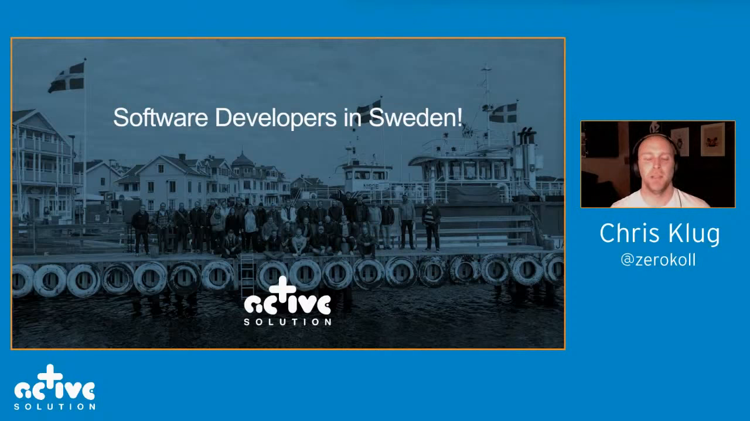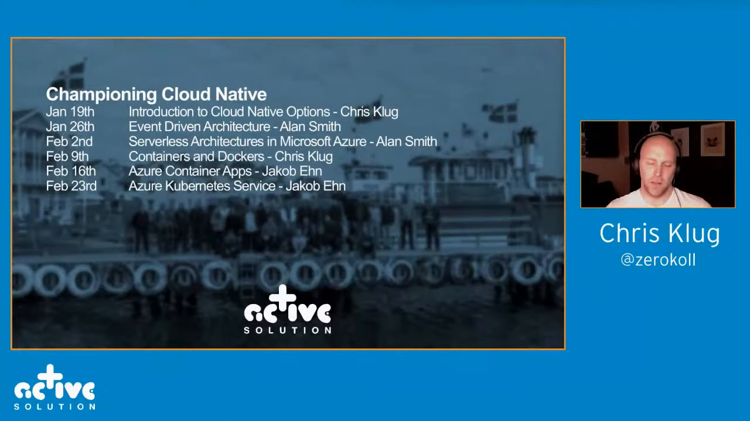It's also good to say, before I get started, there's a whole track on cloud native stuff. What we've got here is the list of cloud native championing sessions that we are presenting. You're currently listening to the first one, which is the January 19th one, the introduction to the different cloud native options. But then there will also be event-driven architecture by Alan Smith, serverless architecture with Microsoft Azure, also Alan Smith, and then I'll come back and talk about containers and Docker. We've got Azure Container Apps with Jakob Ehn, and Azure Kubernetes Service with Jakob Ehn as well. So there's much more for you to pick up in the future.